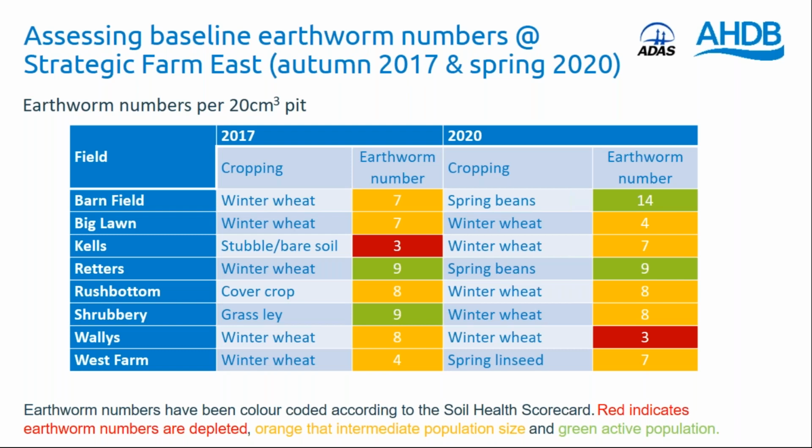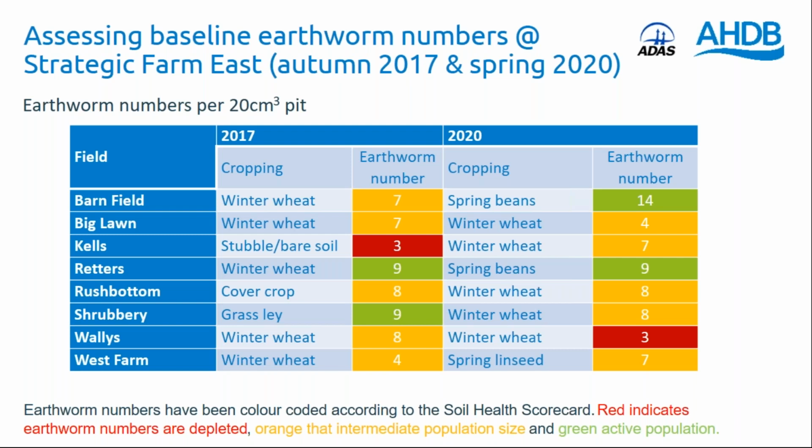Likewise in Kells, where we had a red flag there, third one down, stubble, bare soil, that was basically bare ploughed soil, whereas subsequent crops were all established using minimum tillage. So in the winter wheat, we've seen a nice doubling of the earthworms.